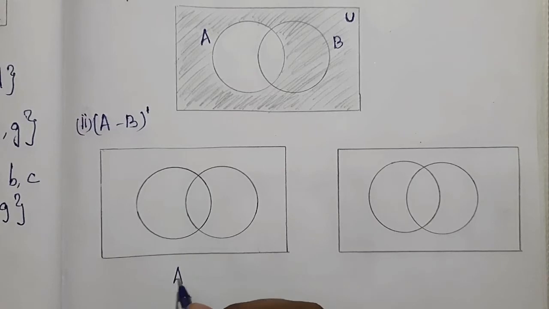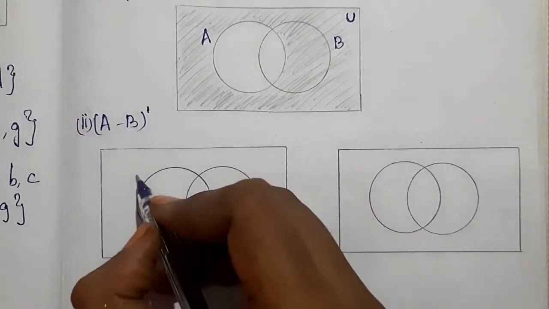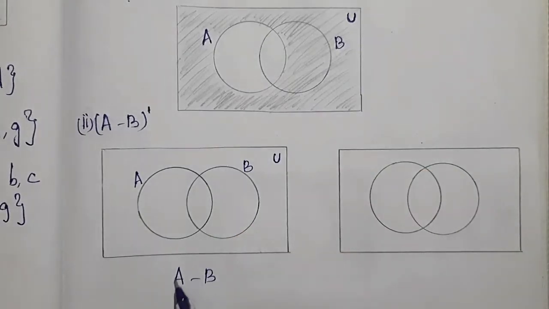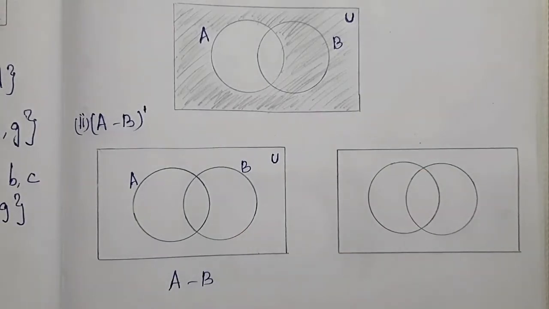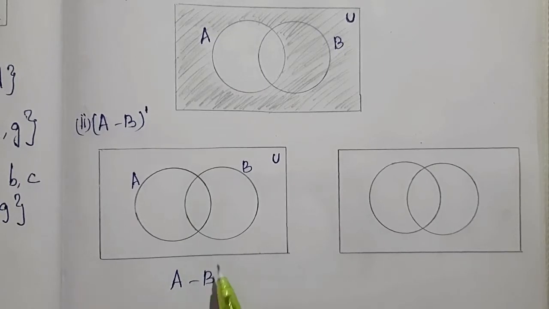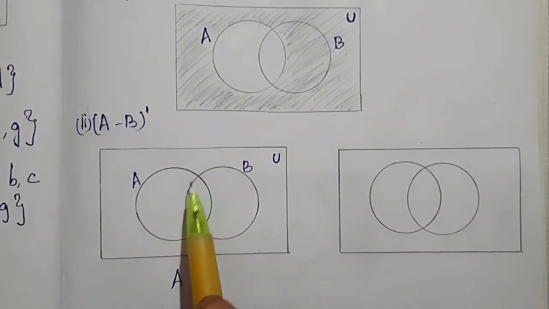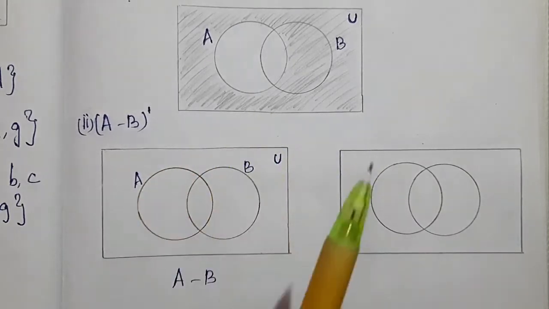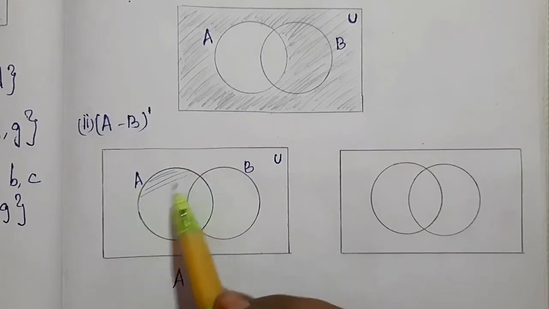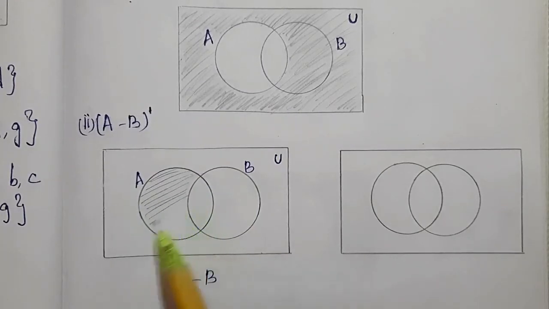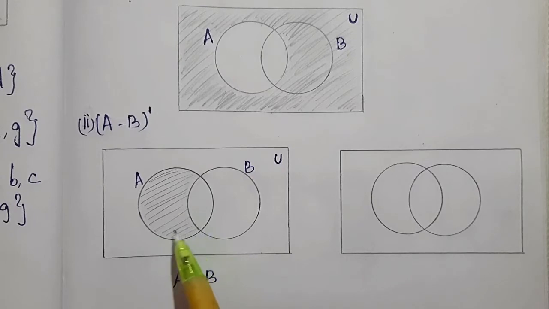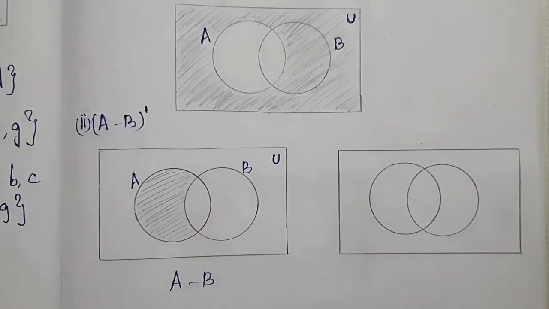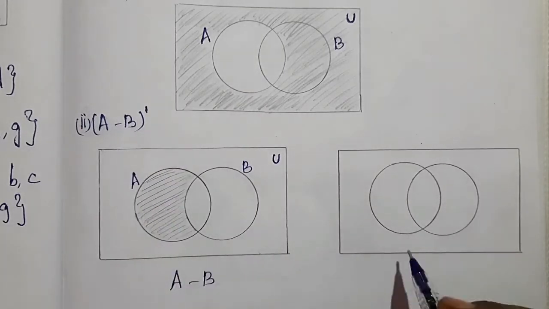So it will be A minus B. This is set A. This is set B. It is the universal set. So how will A minus B be? We have to remove B elements from A. We have to remove this much. So remaining only this part is here. You can shade only this A. There should not be any B element. This is A.